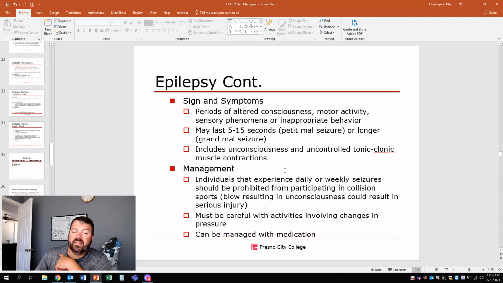Individuals that experience daily or weekly seizures should be prohibited from participation in collision sports, because a blow resulting in unconsciousness can result in a serious injury. You must be careful with activities involving changes in pressure. Seizures can be managed pretty well with medications, but they have to be taken every day, whatever the medication is.